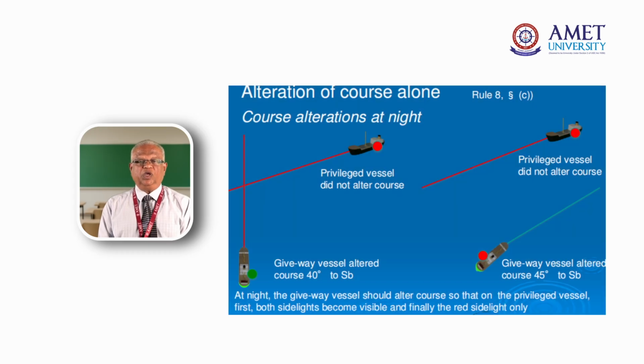At night time, you could see the change of navigation lights. You will see both the navigation lights. Suddenly, that vessel will be able to see only your red light. Right? That is what is readily apparent to the other vessel, either by observing the radar or visually. Avoid small alterations of course or speed, which is very, very important.